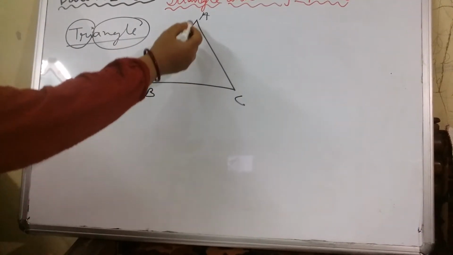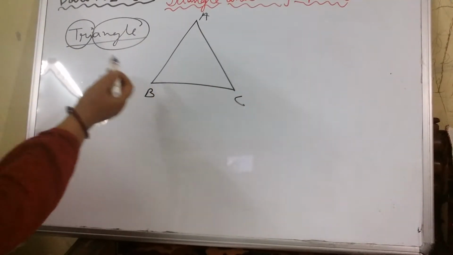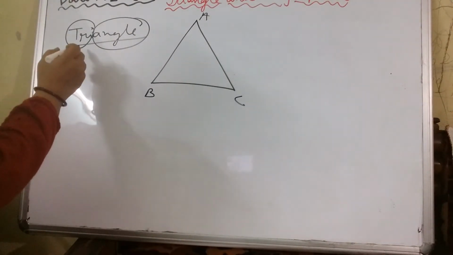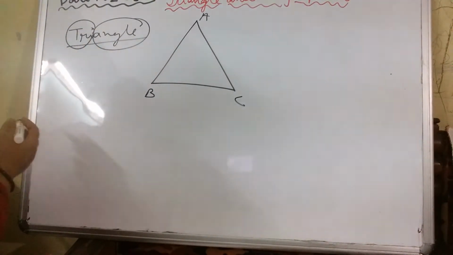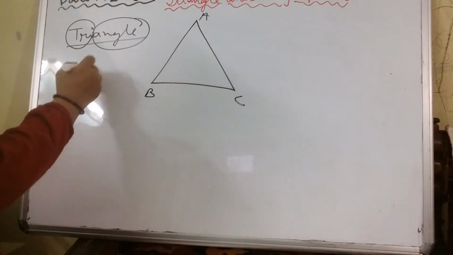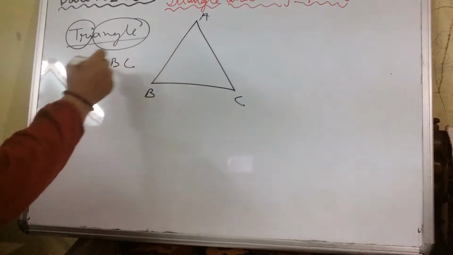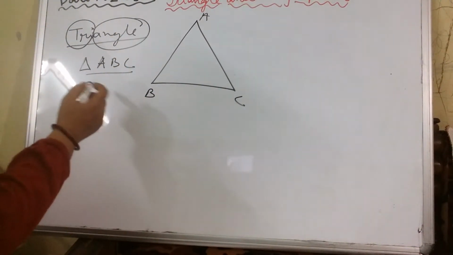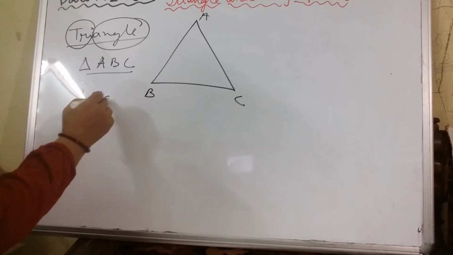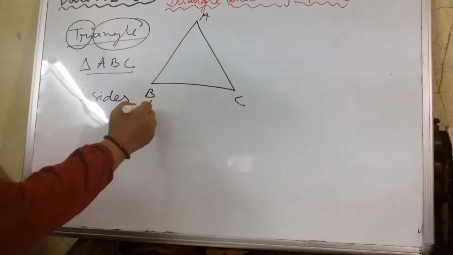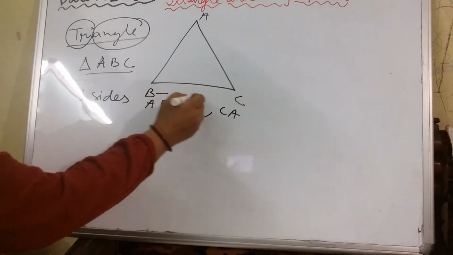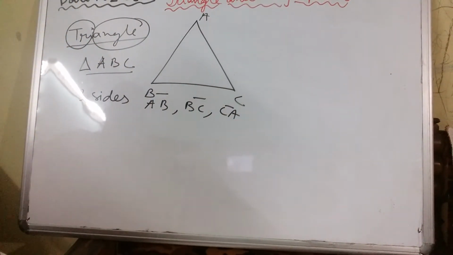Now how to represent this triangle ABC? Generally we don't write it in words like triangle. We represent this as triangle ABC. It is having three sides. These AB, BC and CA are the three sides of this triangle.